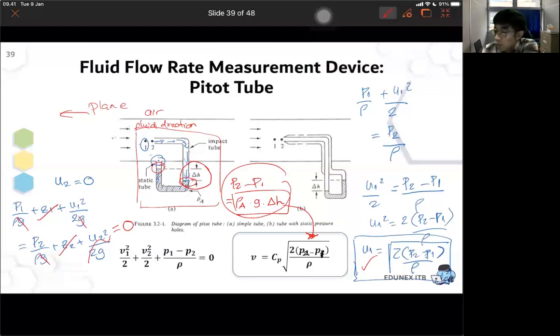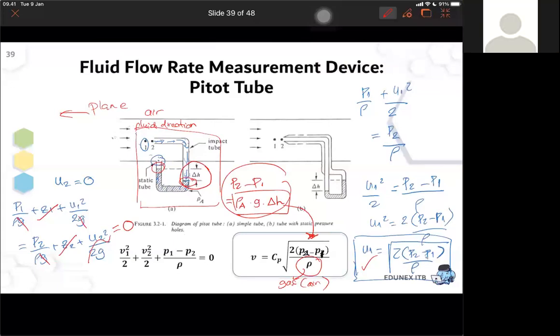How about rho here? Rho of the air, right, sir? Yes, this is the density of the gas or air. So don't mix them up. In the calculation of the velocity, because this velocity is the flow rate, right?